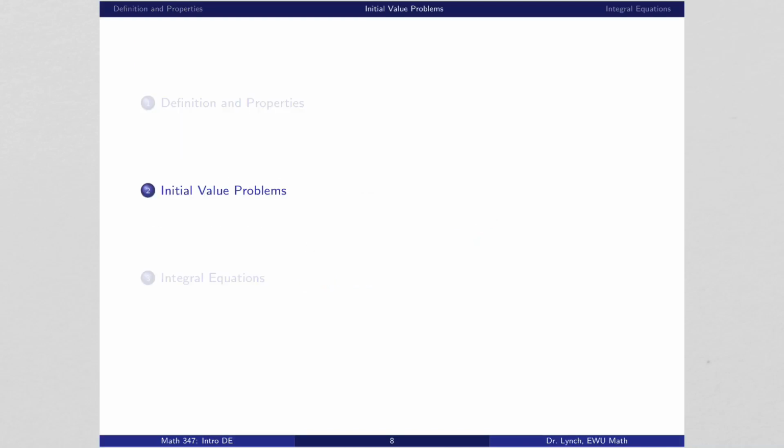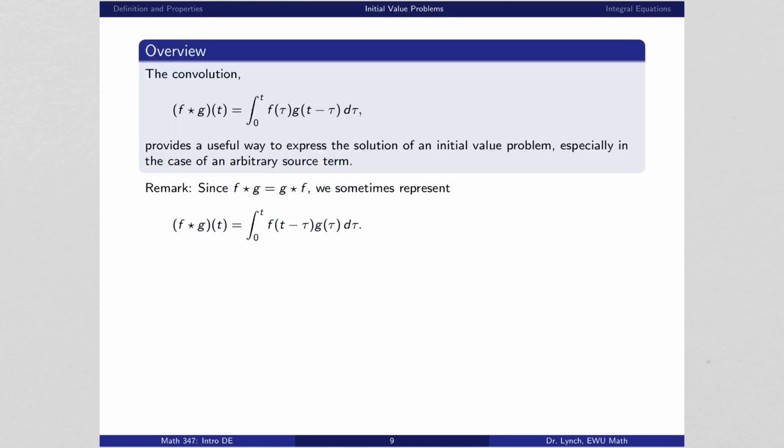Okay, so a few examples solving initial value problems with these convolution operators. Start off with a comment. The first comment is that we sort of make liberal use of the fact that the t minus tau and the tau are interchangeable because f star g is g star f. Okay, so we'll see in some examples that a lot of times we express f star g as the integral of f of t minus tau g of tau d tau. Okay. And then what we'll see here is that the convolution is a useful way to express the solution of an initial value problem, especially when you have an arbitrary source term.